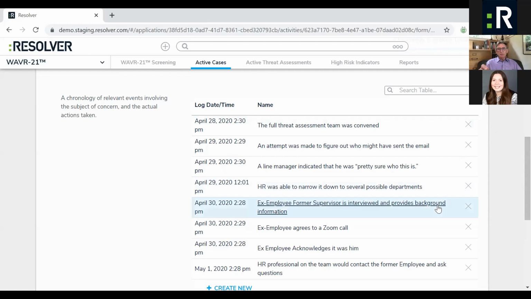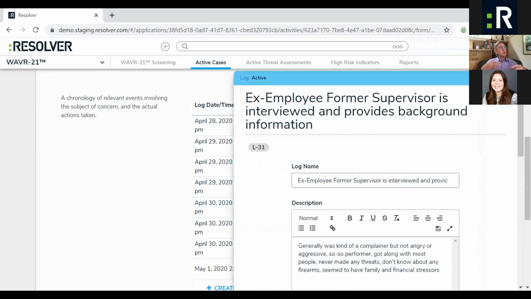The team convened. They tried to figure out who this was, and it was a fairly small company. So with some inquiries with different managers and HR people, they had a pretty good idea. I think it sounds like this fellow that we knew, and that was pretty much confirmed. And then a decision was made to gather, of course, more information and to try to engage with the individual. There's always pros and cons to that.